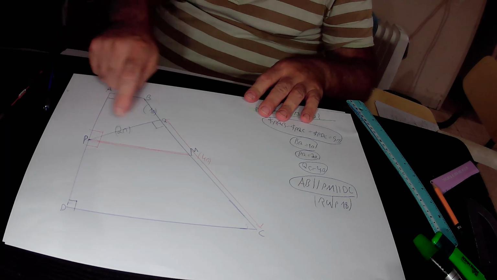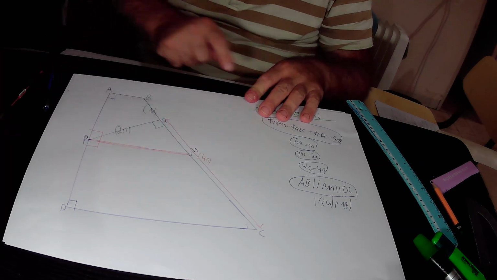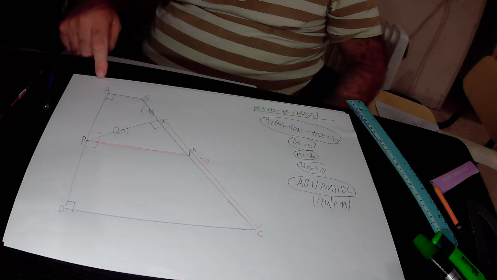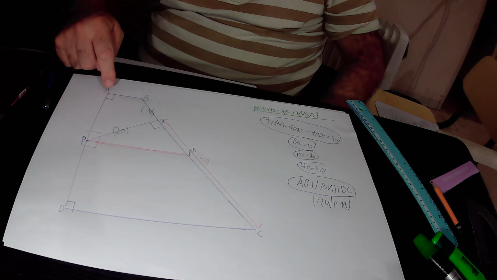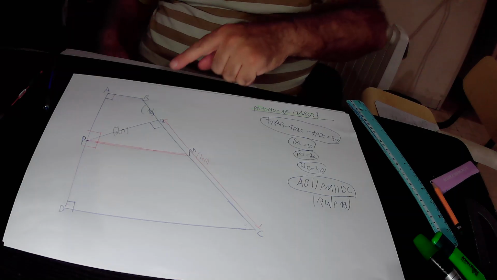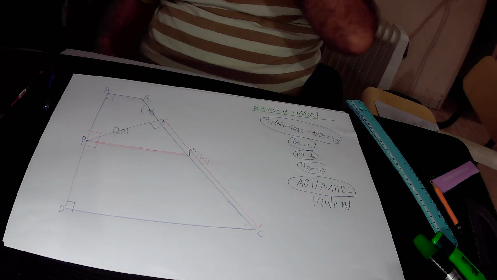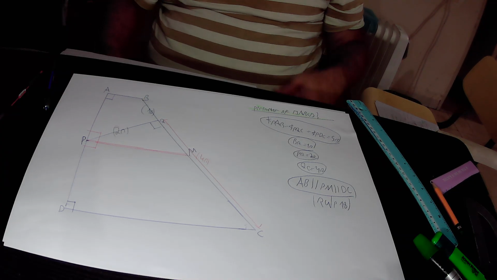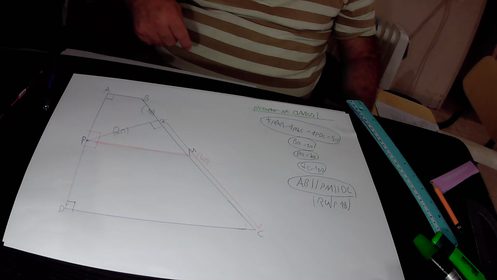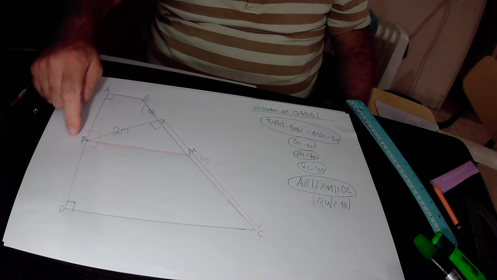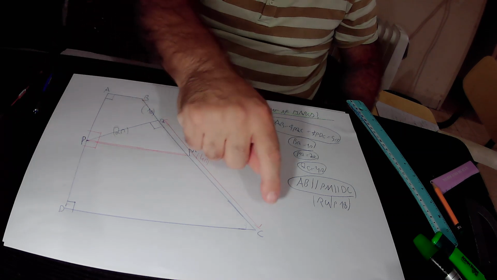AB is parallel to PM and it's parallel to DC. And we have side AD that connects the three parallel lines together, and this is side BC that also connects the three parallel lines together. And according to the basic proportionality theorem, the following equation is true: AP over PD equals BM over MC.